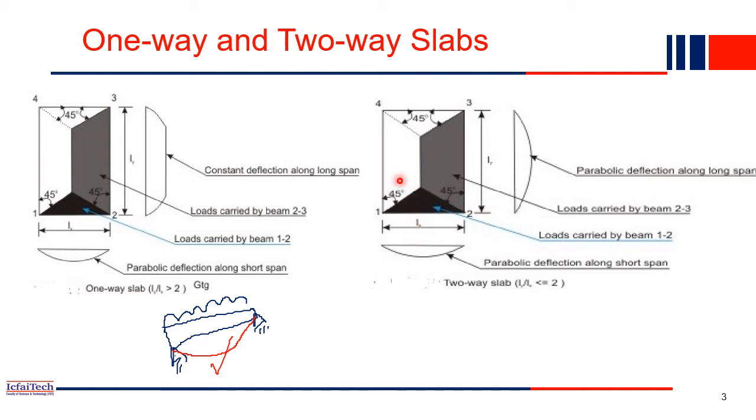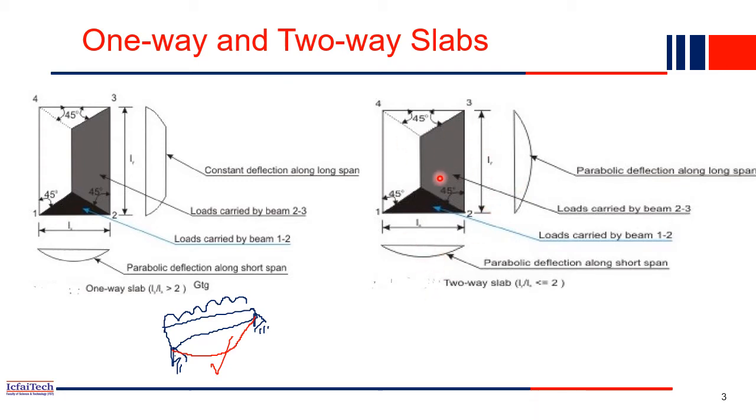In a two-way slab, both dimensions are very similar because Lx by Ly is less than or equal to 2. So the area of the triangle and the area of the trapezoid do not vary much, compared to a one-way slab. In a one-way slab, the triangular portion is very negligible compared to the trapezoidal portion, whereas here both are almost equal. Because of that, you will find deformation in both axes, the x-axis and the y-axis. The parabolic deformation curve you will see in both the long span and the short span.